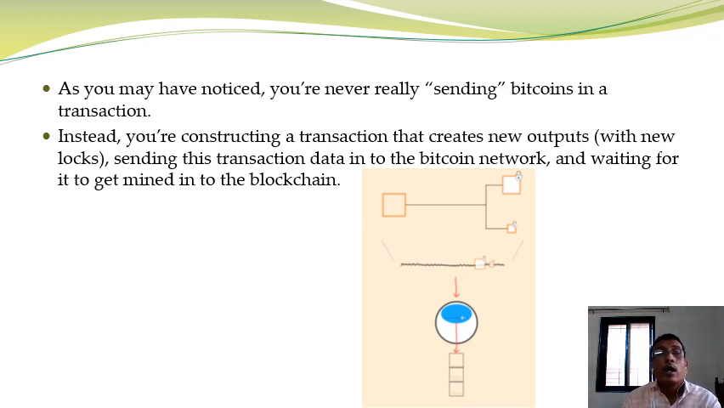So we are not sending any bitcoins, but we are sending the outputs from one transaction to the next transaction. Instead of sending the bitcoins, you are constructing a transaction that creates new outputs. So we will not send bitcoins, but instead we create new outputs, and send the transaction data into the Bitcoin network. That transaction data will contain the outputs from the previous transaction, then locking script, unlocking script, and then we will wait for this transaction data to be mined in the Bitcoin network or blockchain network. The miners will verify this transaction data.